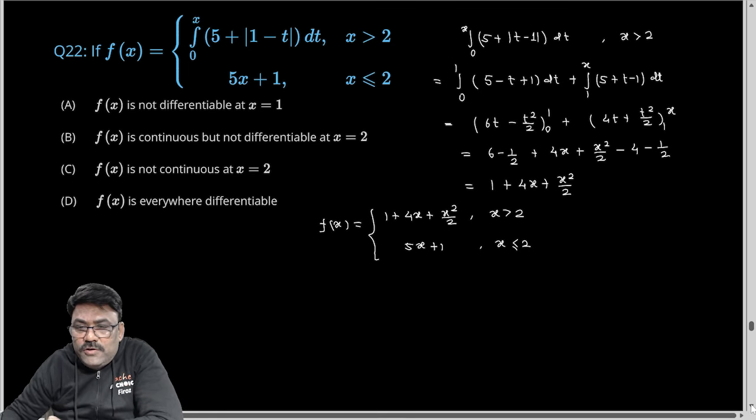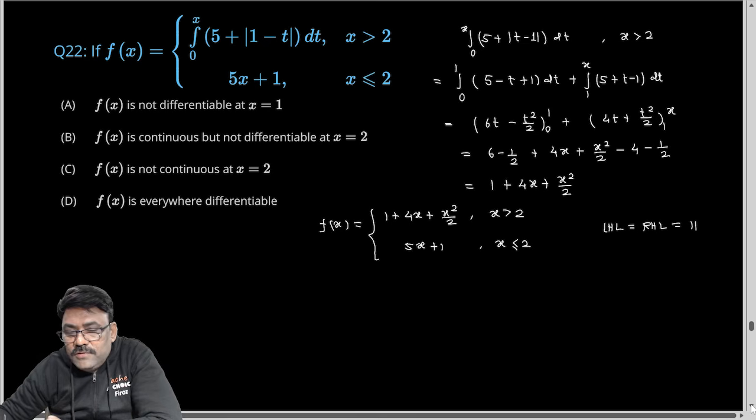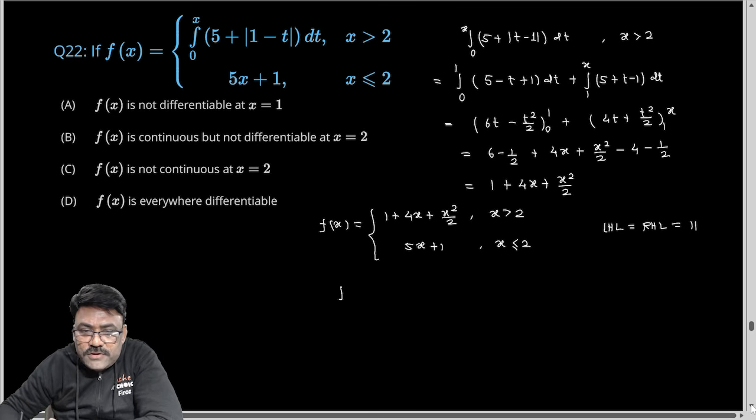And see, at 2, you can see that the left hand limit and right hand limit both are 11. So at 2, function is continuous. 5 into 2, 11. 1 plus 8, 9. 9 plus 2, 11. Obviously, it is continuous. Now let's check differentiability.